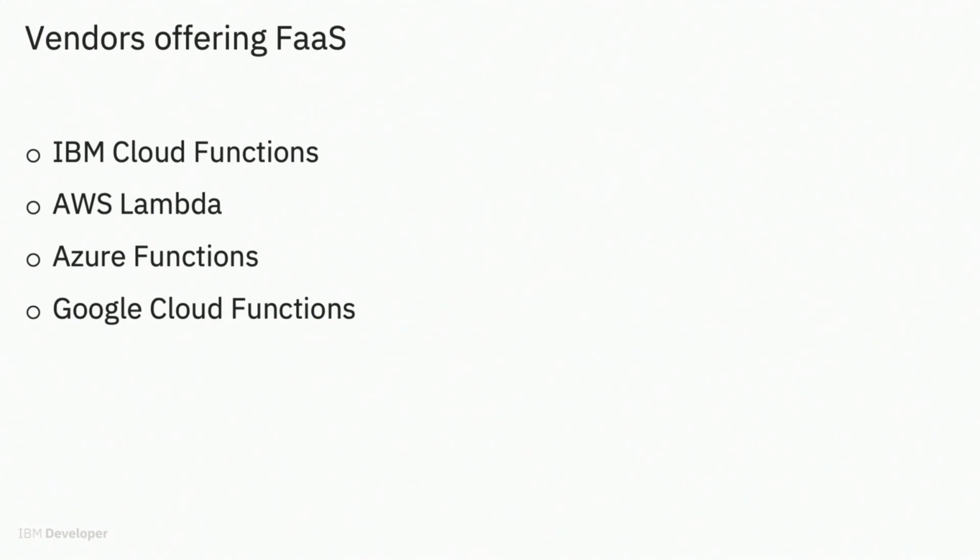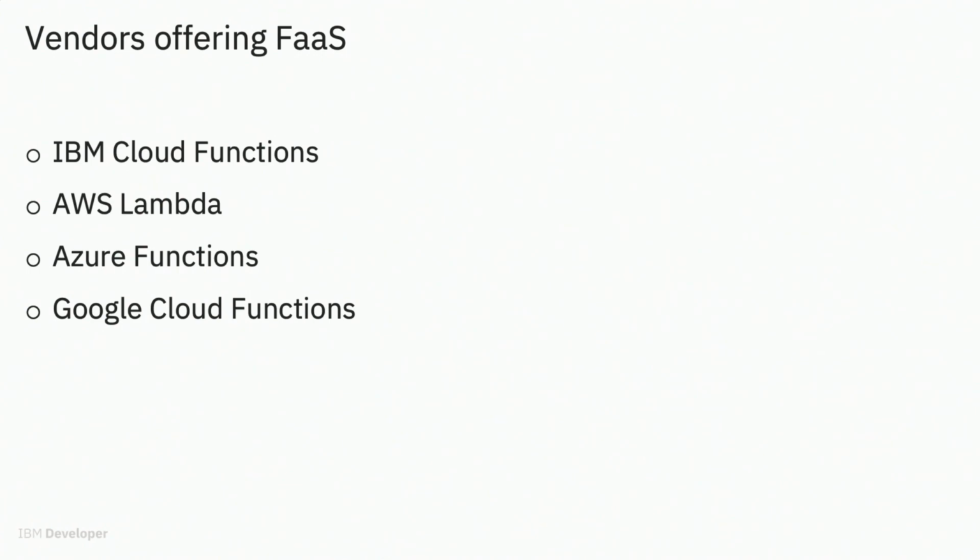As I mentioned, there are vendors that offer functions as a service. IBM does this, AWS, Azure, Google Cloud, Oracle has one, and there are a few other ones. I think Lambda was the one that came out first, around 2014, and then IBM, Azure, Google were all maybe around 2016.